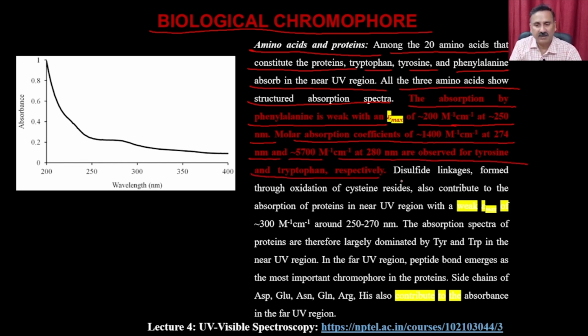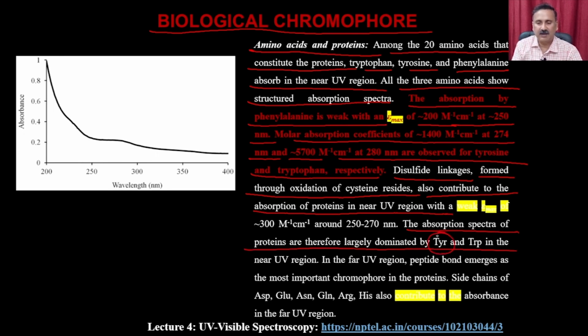Disulfide linkages formed through the oxidation of cysteine residues also contribute to the absorption of proteins in the near UV range. The absorption spectra of proteins are thereby largely dominated by tryptophan as well as tyrosine in the near UV range, and in the far UV range, the peptide bond emerges as the most important chromophore in the protein. Side chains of aspartate, glutamate, asparagine, glutamine, arginine, and histidine also absorb in the far UV range.